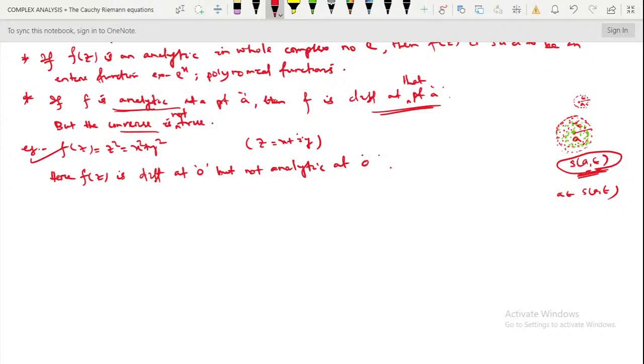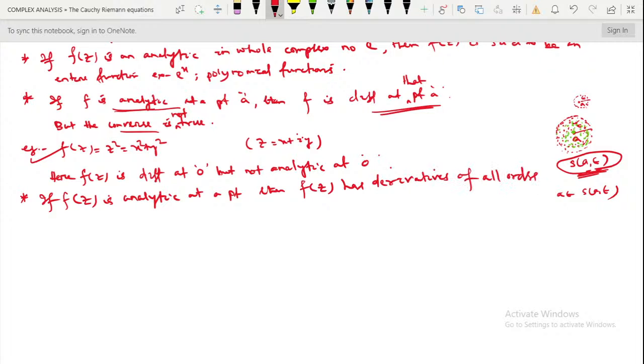Then come to another thing. If f of z is analytic at a point, then f of z has derivatives of all orders at that point.